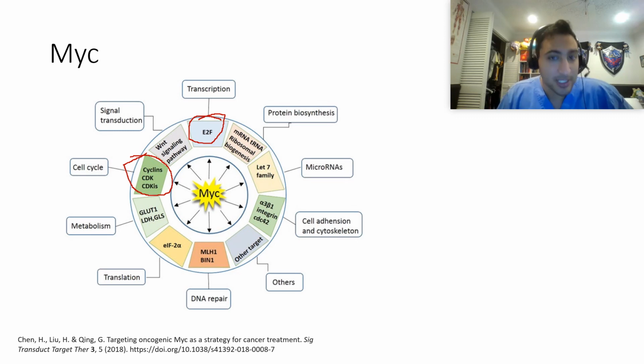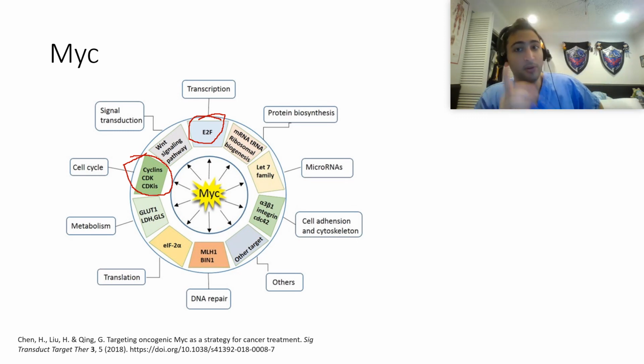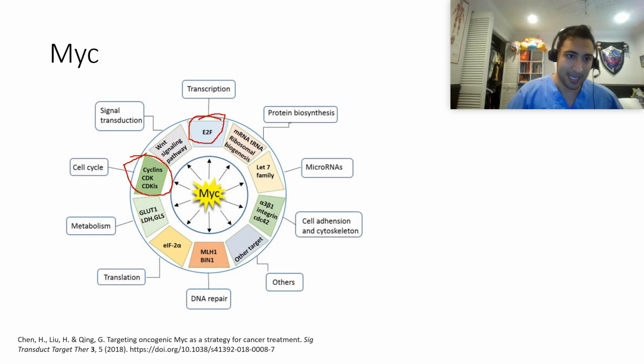So you want to ask yourself, what do you think? I have a question for you. What do you think is going to happen if you get a gain of function mutation in Myc? You can develop one of the hallmarks of cancer. In this case, these are the anaerobic metabolism genes.